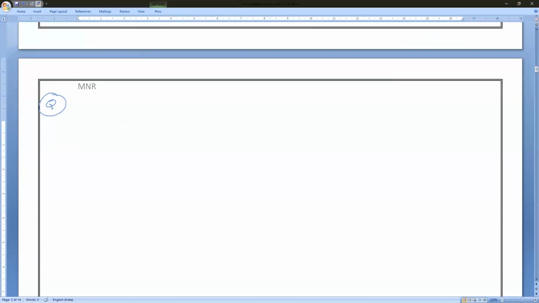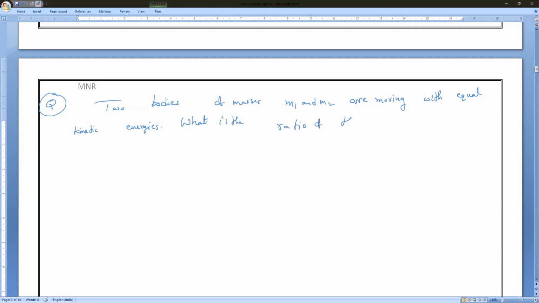Next question. See the JEE question, what they ask, a similar question it is. Two bodies of masses M1 and M2 are moving with equal kinetic energies. What is the ratio of their momentum?